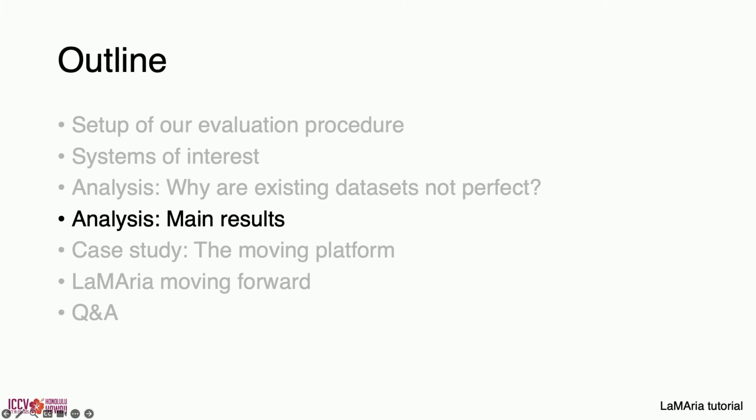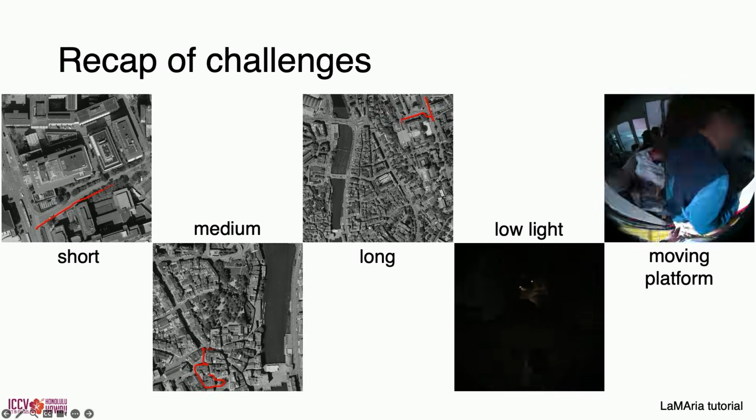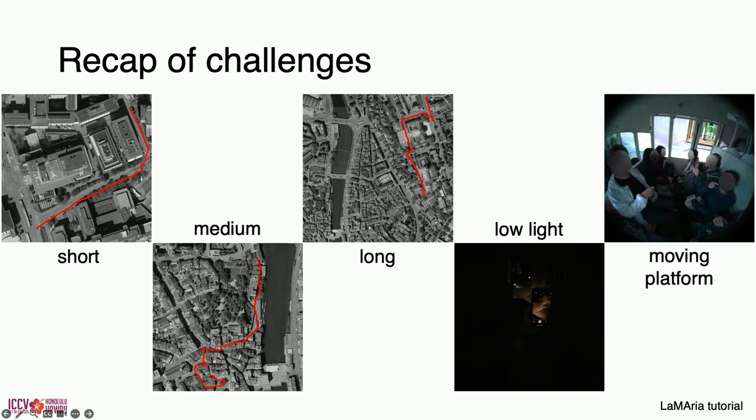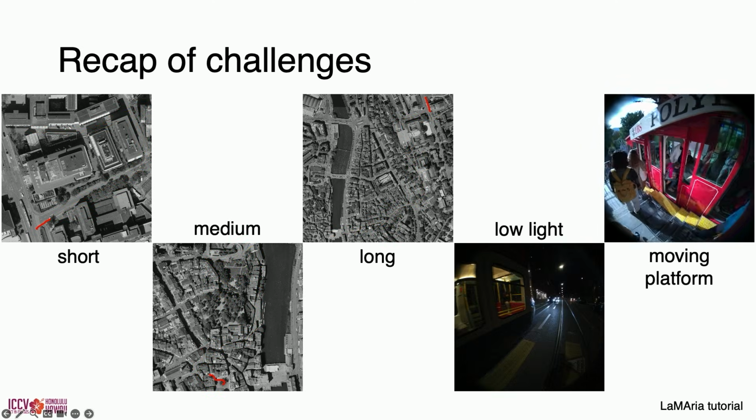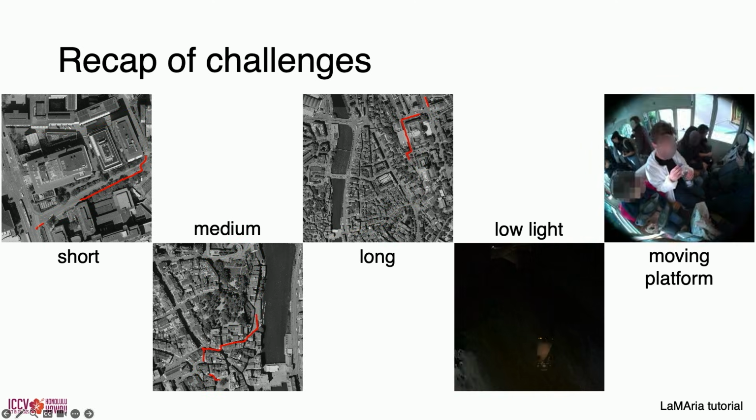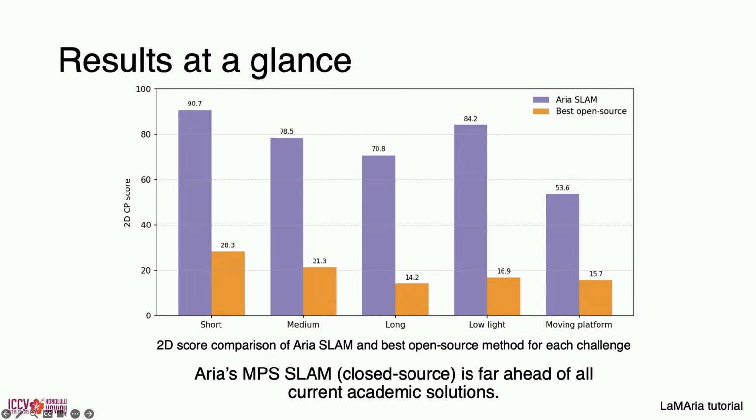Then moving on to the main results, which is the main data set. Over here, we have the 5 challenges which were described in the previous hour. To quickly recap, we have a short set of sequences, medium and long, spanning all the way from ETH to the central Zurich area. We also have 2 other challenges, which are the low light and the moving platform. So, our results at a glance. What you can see on the plot is a table where we have the Aria MPS score compared to the next best open source method for each challenge.